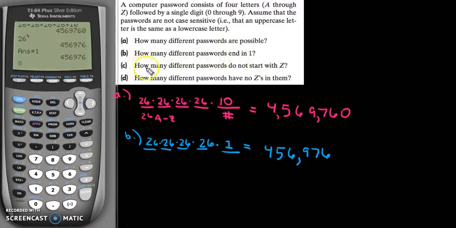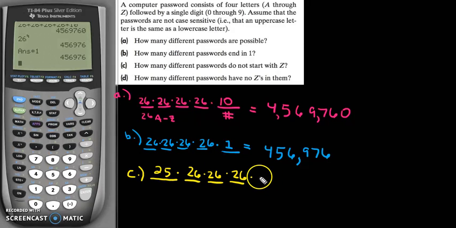Okay, then part C. How many different passwords do not start with a Z? All right, so if it can't start with a Z, that means you have one less choice for your first letter, right? So you only have 25 choices instead of 26. But then for the rest of the letters, they can be anything. It just said it can't start with Z. So you still have 26 choices for all of these. And then you still have 10 choices for your numbers. The only stipulation in part C is that it can't start with a Z.